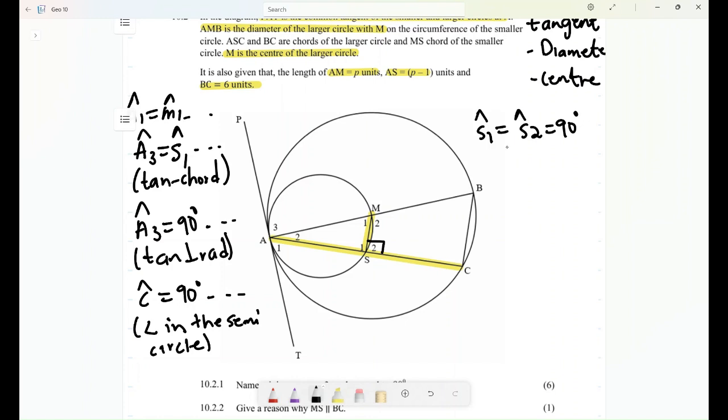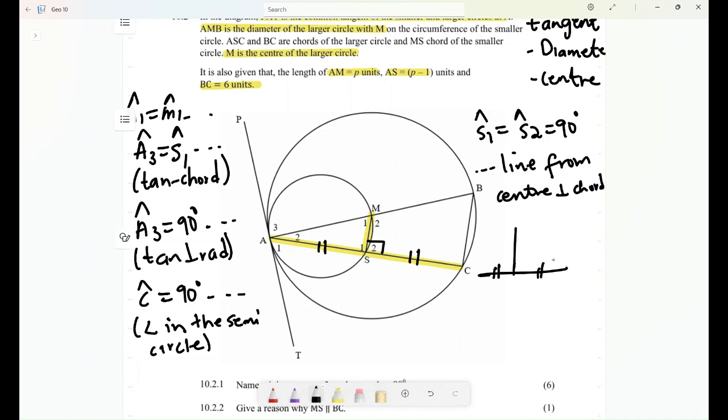Why are we going to say that? Line from center is perpendicular to the chord. Therefore, if this is perpendicular to the chord, it means AS will now be equal to SC. Because if this line is cut by a perpendicular line, it makes these two sides equal. So I'm going to say AS is equal to SC.